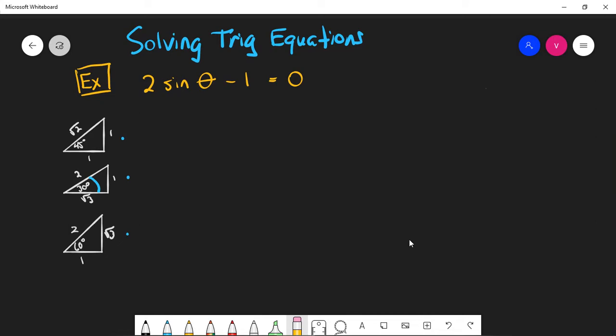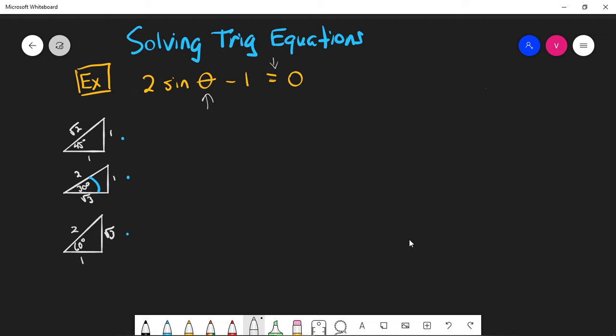Going to talk about solving trig equations. When you use the word equation, that means there better be an equal sign in there. Okay, this is an equation. We're trying to find which angle would make this equation true. So 2 times the sine of some angle minus 1 would make it equal to 0.